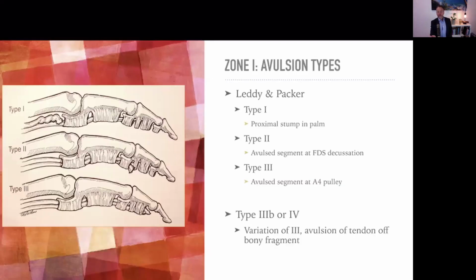Someone asked in the questions before this webinar about these avulsions and the Leddy-Packer classification, and really it's just saying in type 1 the stump's back here in the palm. In type 2 you still have the vincula intact, so it's holding here, and in type 3 you're talking about a fracture, so it's stuck at the end of A4. They're very difficult to repair because, well, you don't have a lot here to suture onto.